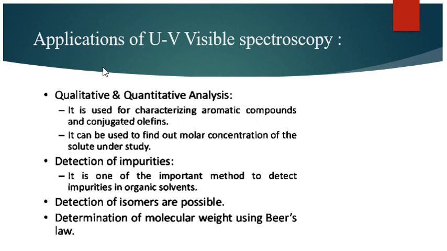Here we have some applications of UV visible spectroscopy. The first one is qualitative and quantitative analysis. It is used for characterizing aromatic compounds and conjugated olefins. It can be used to find out the molar concentration of the solute under study. And then there is detection of impurities. We can detect impurities in the solvent. It is one of the important methods to detect impurities in organic solvents. Detection of isomers is possible, and determination of the molecular weight using Beer's law. That was all about UV visible spectroscopy.